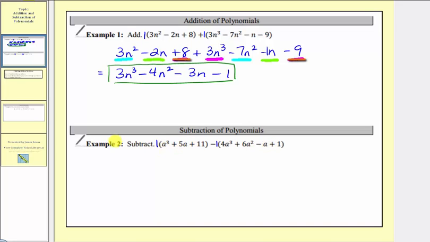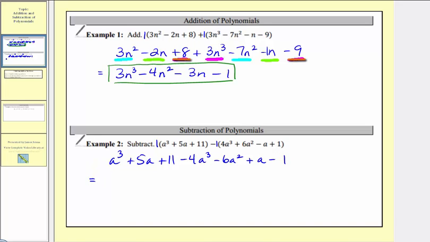So when we distribute positive 1, we just have a cubed plus 5a plus 11. And now when we distribute negative 1, we'd have negative 4a cubed and then minus 6a squared. Now here we have negative 1 times negative a, that becomes positive a or plus a. And then we have negative 1 times 1, that's negative 1 or minus 1. And last step, again, we combine like terms.